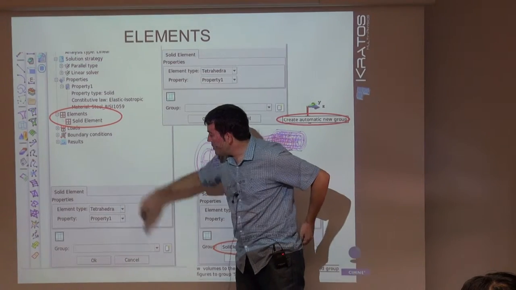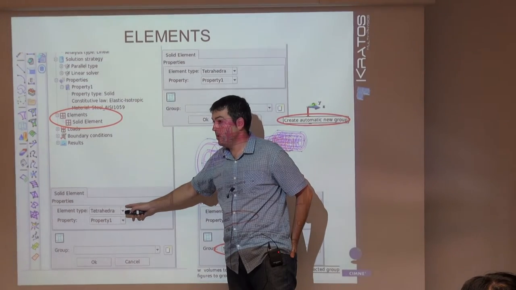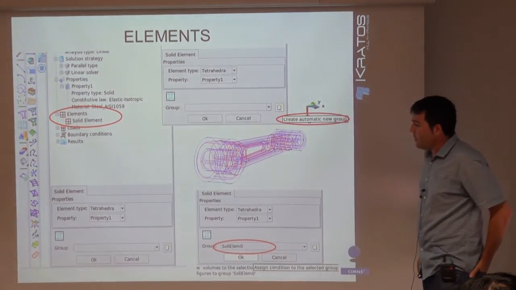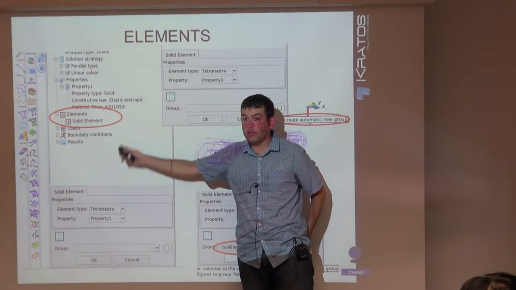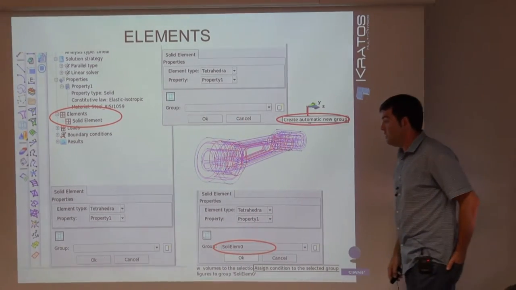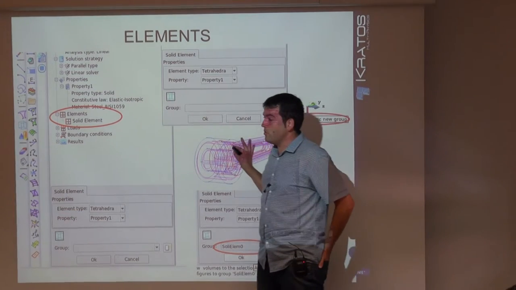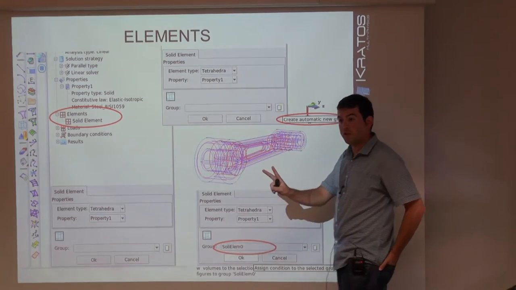So we have solid elements. We can choose which element type we want to use, usually 3D tetrahedra and hexahedra, and the property that we are going to assign to these elements. That is the property 1 that we have already created, right? So the next thing is to say which is the volume that we want to measure with this type of elements? We have 2 options here.